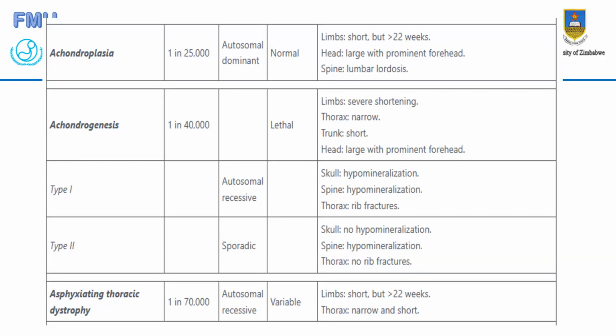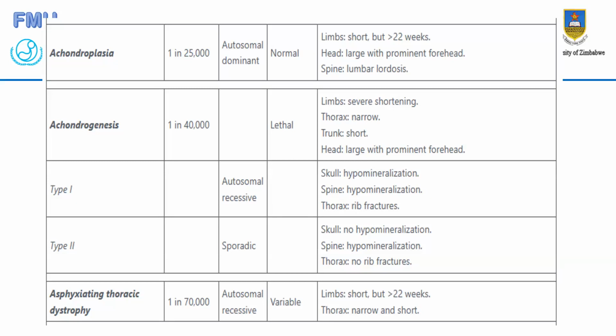They tend to have normal intelligence and fairly normal life expectancy. The limbs are short, but you only pick it up after 22 weeks. The head is large with a prominent forehead, and there's lumbar lordosis on the spine. Lumbar lordosis means it's curving inside. That's the lordosis, not outside like the scoliosis. Yeah, it's lumbar lordosis.